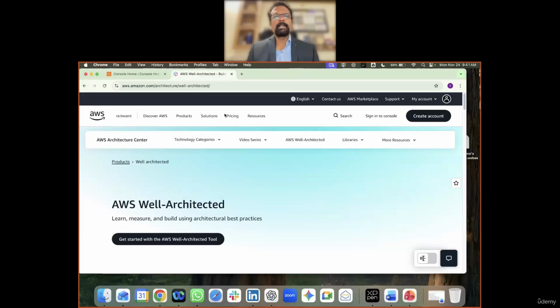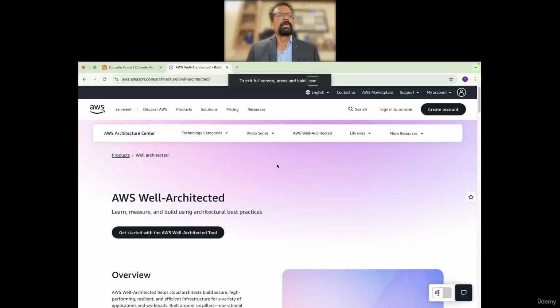So if I look at it from the perspective of the Well-Architected Framework, you just have to land on the page aws.amazon.com/architecture/well-architected. Do not worry in case you're not able to make a note of it. We will put all these links into your resources section. Go there one by one, just keep clicking, and you'll be able to get all the resources used in it.